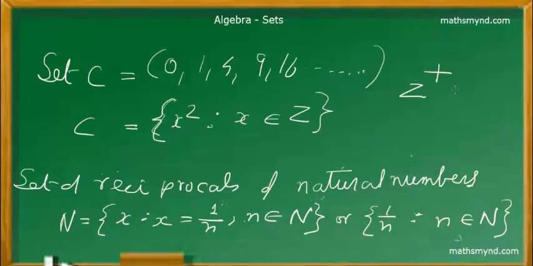You may further shorten it by putting the property first itself, that is 1 by n, such that n is an element of capital N, that's the set of natural numbers. Thank you.